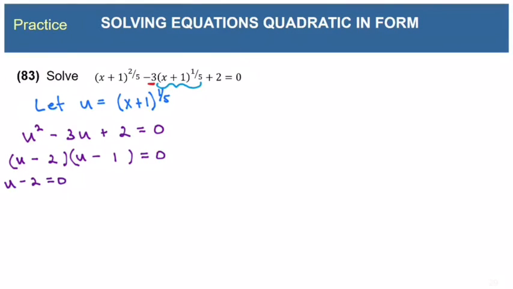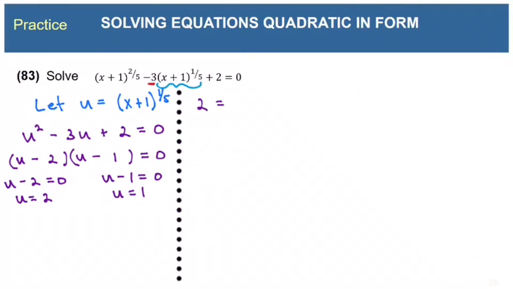So you probably can tell what solutions we're going to get for u. U minus 2 equals 0 means that u equals 2, and u minus 1 equals 0 means that u equals 1. So remember, these are not the final answers. These are just the intermediate answers that we got. These are u. We are supposed to be finding x. So now I have to take my u answer and put it back in this expression. So if we do the 2 first, that's going to make 2 equals x plus 1 to the 1/5.